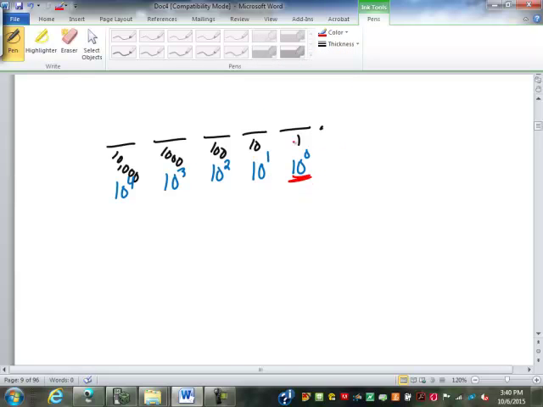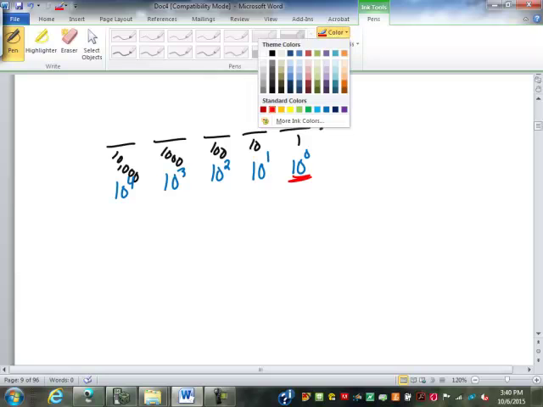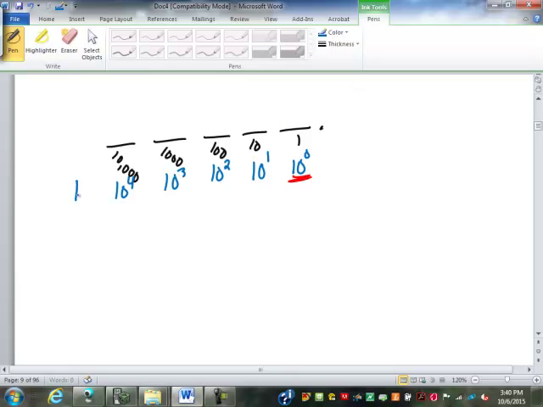Anything to the power of 0 is 1. We've mentioned that once or twice before. Something to make sure we remember. And we can keep going over here. 10 to the power of 5 would be the 100,000s. And so on. Those are our place values. Our numbering system is what we call a decimal or a base 10 number system. It's because our place values are all powers of 10. They're exponents with a base of 10 in the power.